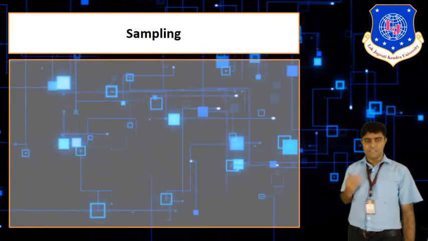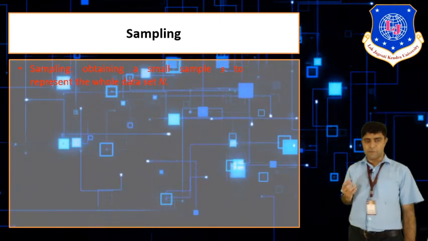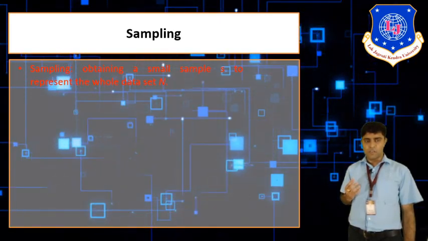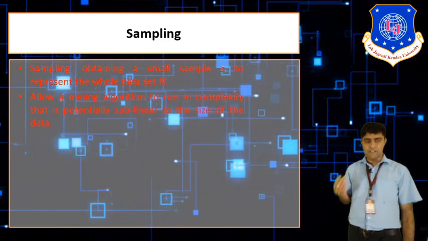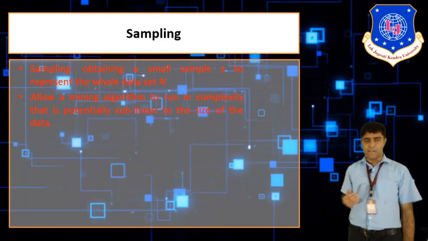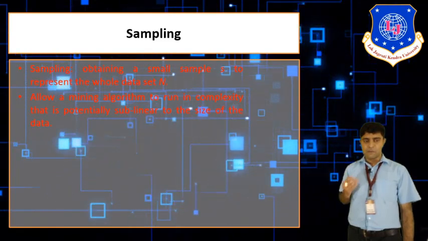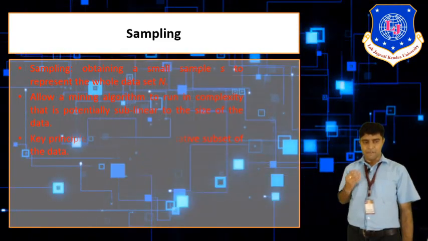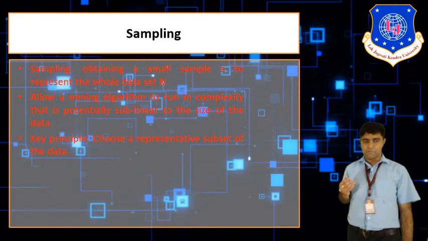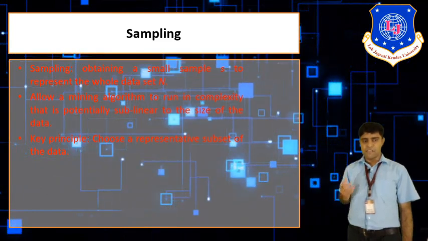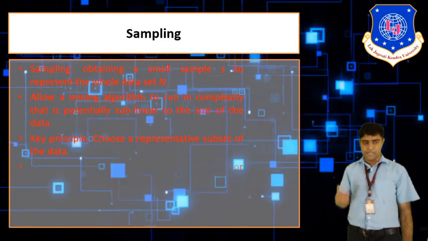Now what is sampling? Sampling is obtaining a small sample. It will create a small sample S to represent the whole data set of N. That is called sampling. It allows a mining algorithm to run with complexity that is potentially sub-linear to the size of that data. The key principle is to choose a representative subset of that data. So the first key principle is that we will select a representative subset of that data.